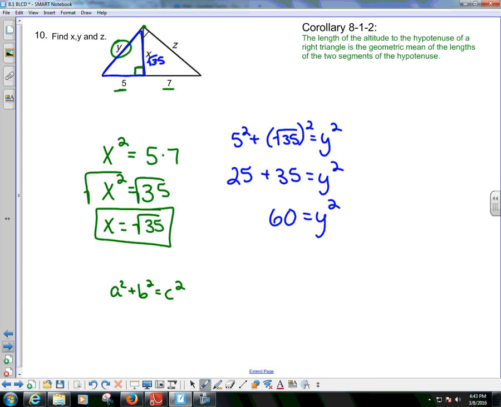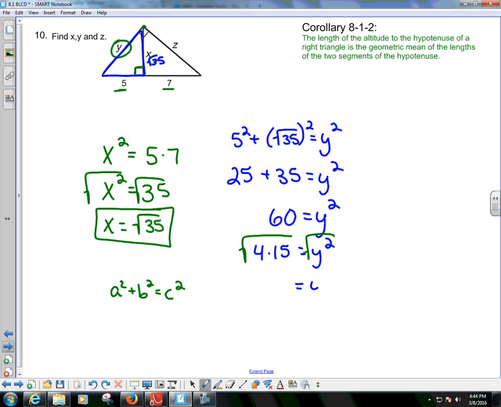So I'm going to come over to 60 and I'm going to take half of 60. Half of 60 is 30. The largest perfect square that's smaller than 30 is 25. Does 25 divide evenly into 60? No. Does 16 divide evenly into 60? No. Does 9 divide evenly into 60? No. Does 4 divide evenly into 60? And that's where we hit it. So 60 is 4 times 15. I'm going to take the square root of both sides.